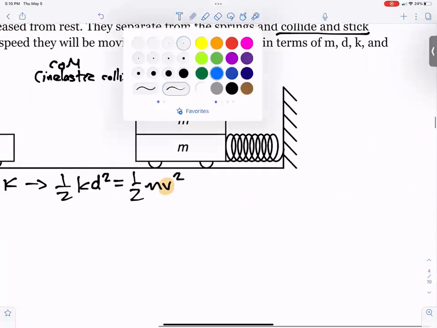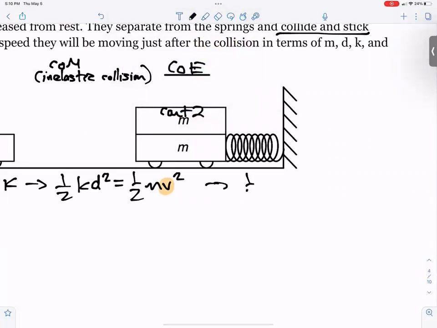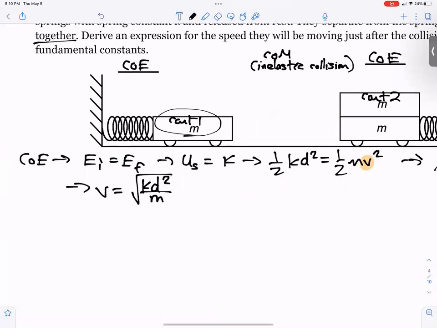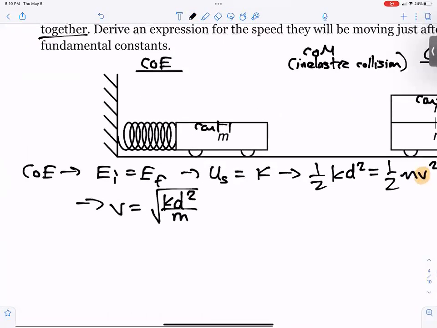So we're going to do that. I'm going to rewrite it real quickly. 1/2 kd squared equals 1/2 mv squared. We're going to multiply by 2, divide by mass, and then we'll end up square rooting. So v is equal to the square root of k times d squared over the mass. Okay, now that would be cart 1. So this is conservation of energy, specifically for cart 1.